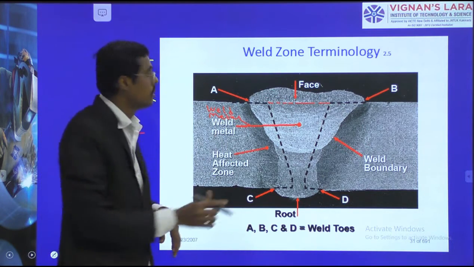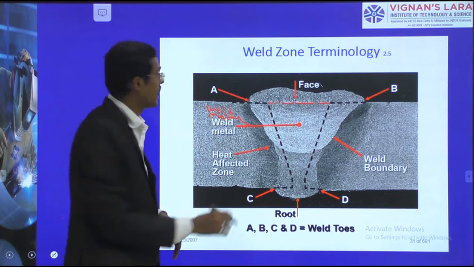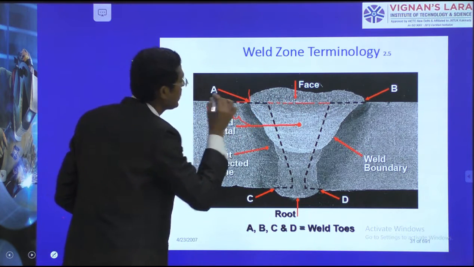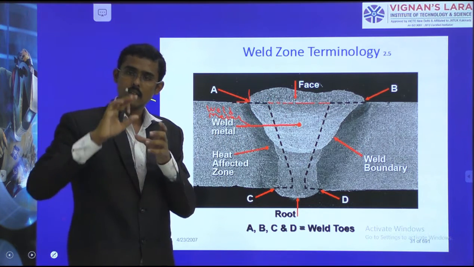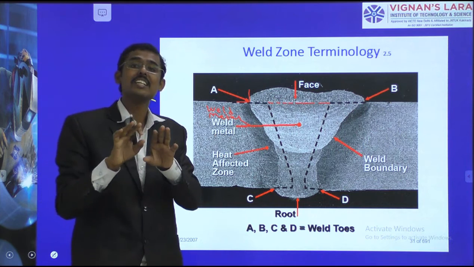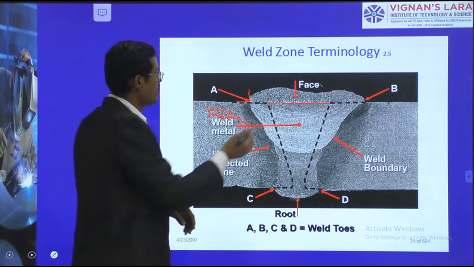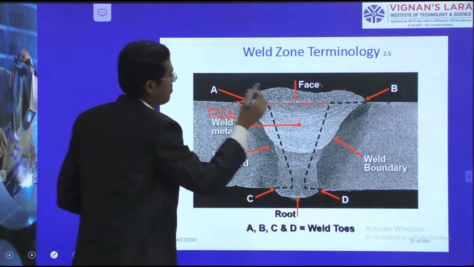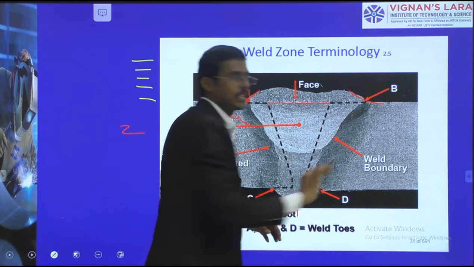It should be blended, not 90 degrees. See here, if 90 degrees is formed, it is not good. The sharp corners will initiate stress points. So it should be welded to be smoothly blended here. Smoothly blended here, that is the other point.